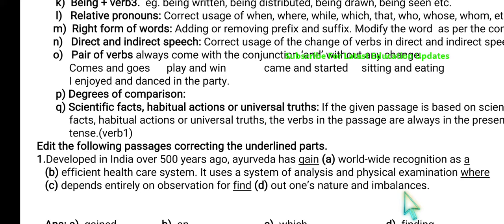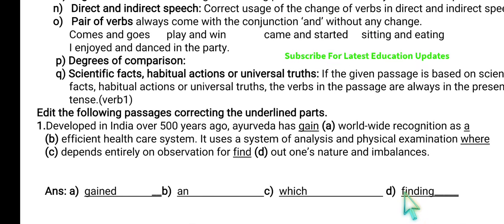So this is a sample passage, with which you have to understand the types of mistakes that are there in the given passage. Now dear students, look at the answers here. Number 1, gained. Number 2, an. Number 3 means C, which. And number 4, D, finding, right? Students, do you follow the sample passage here?